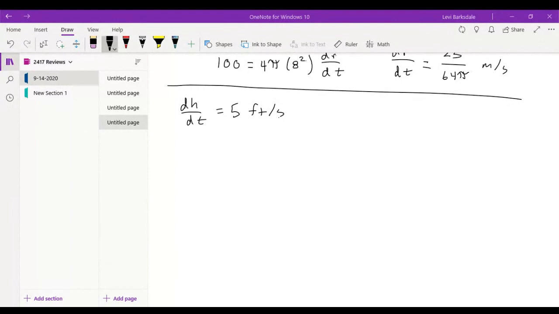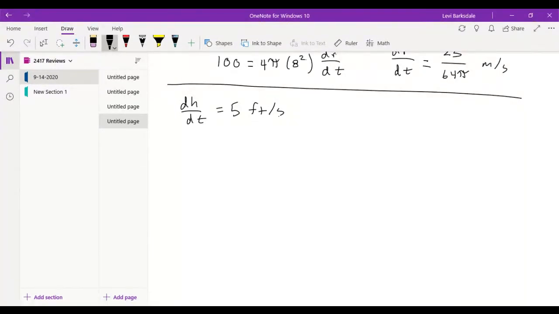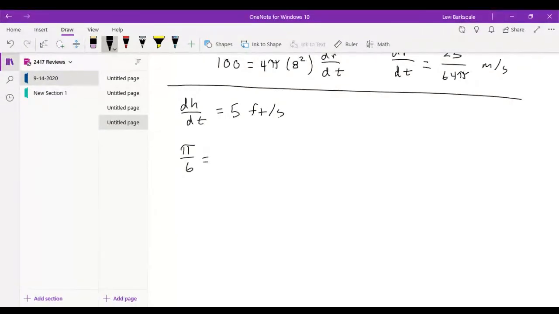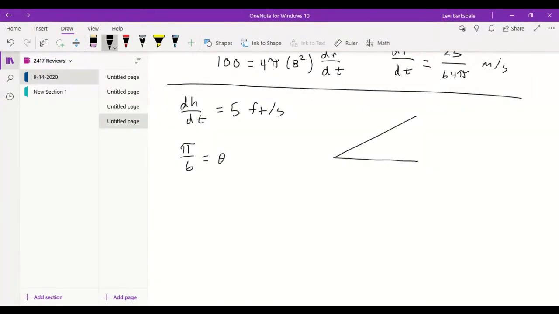So an observer 50 feet away looks at the balloon and he notices it's pi over 6 radians above the horizon, because he is in a math problem, so he notices things like this. And the pi over 6 radians is going to be equal to our angle theta. With related rates problems, it's often helpful to draw a picture. So we're going to draw a picture right here.